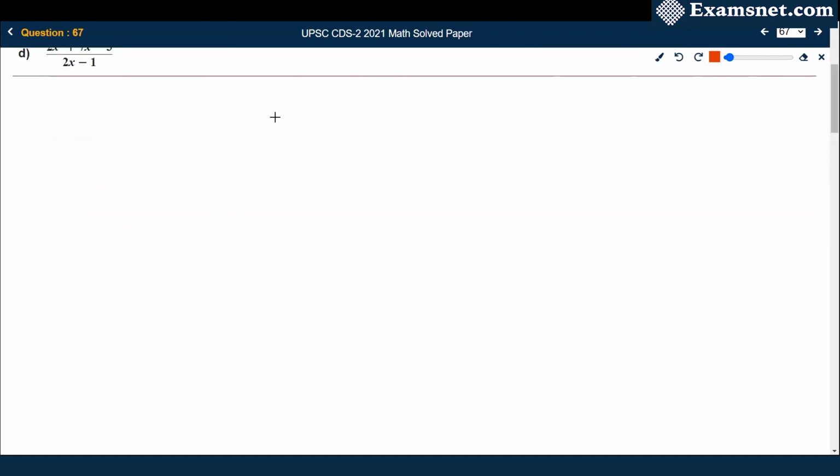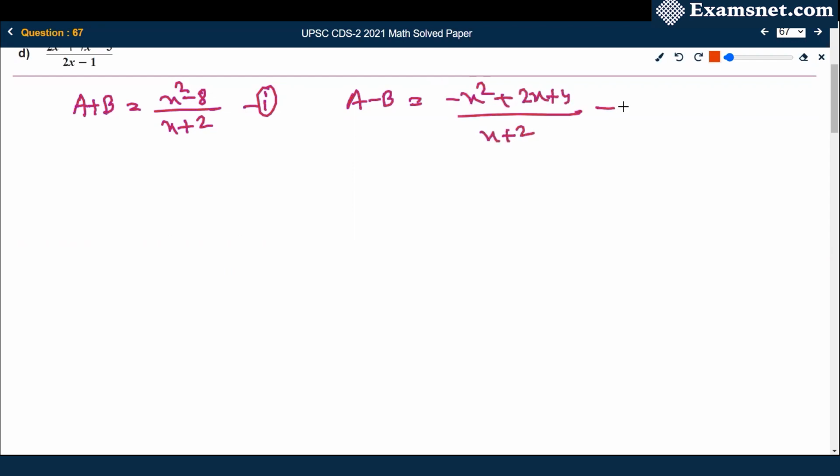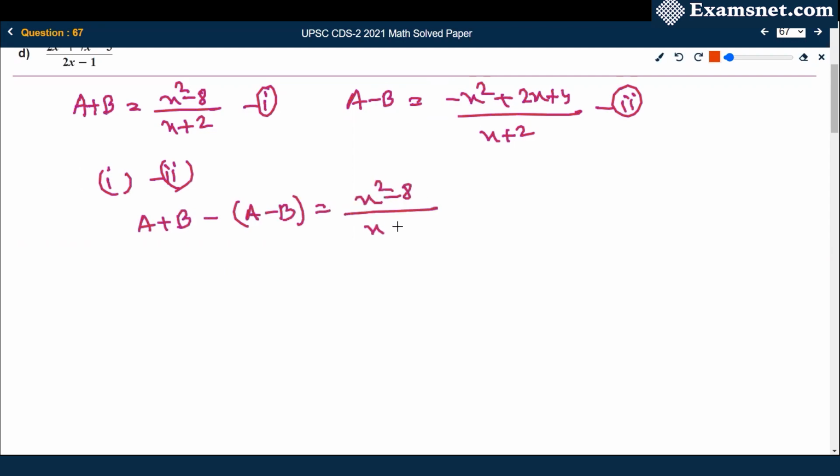So we can write that a plus b equals x square minus 8 by x plus 2. Let's name it equation number 1. And a minus b equals minus x square plus 2x plus 4 by x plus 2. Let's name it equation number 2. If we subtract 2 from 1, we will get minus b equals x square minus 8 by x plus 2 minus minus x square plus 2x plus 4 by x plus 2.